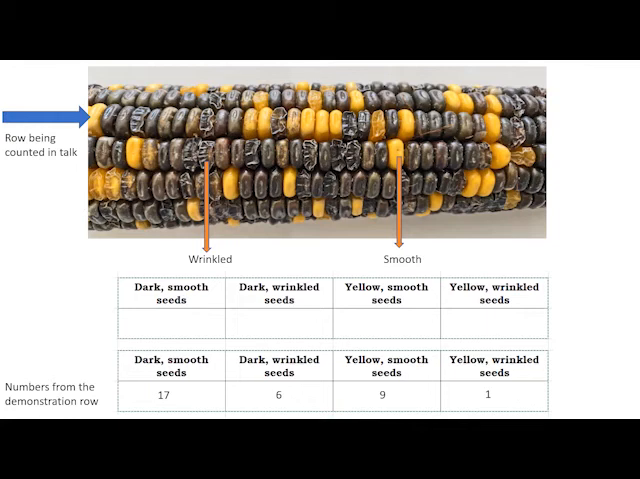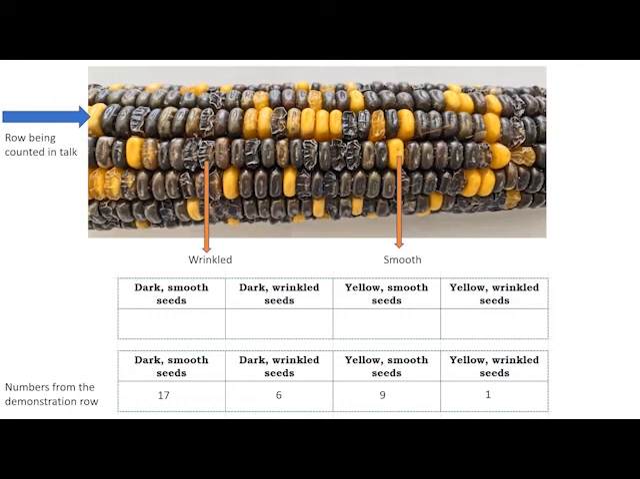The smooth will oftentimes have a single divot or line going down the center, sort of like I press my nail into the center of that kernel of corn. Those are still considered smooth. And as you go along here, you will notice a bunch that are dark and a bunch that are yellow. So I can figure out which one the dark smooth, the dark wrinkled, the yellow smooth, and the yellow wrinkled are.